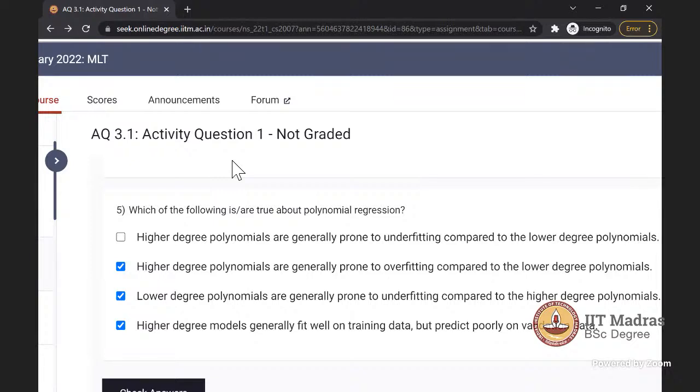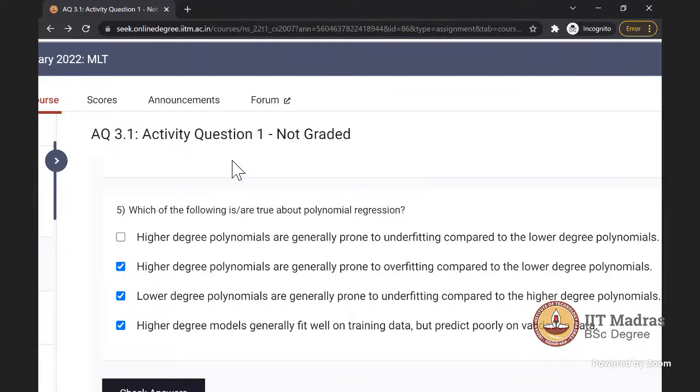For training data, it will fit well. Degree 2 is the generating function and 10 is the model's degree. It will fit on training data. Compared to a linear model, it is still a higher degree model, right? So the claim that it predicts poorly on validation data may not be correct, isn't it? It says generally higher degree models, yeah. Not always. Generally, it is written.